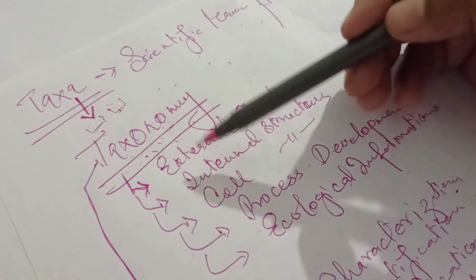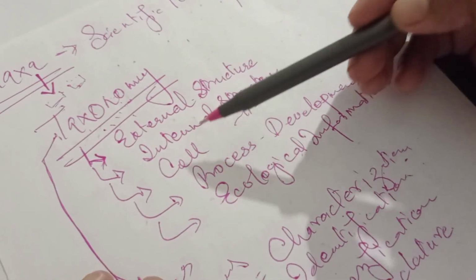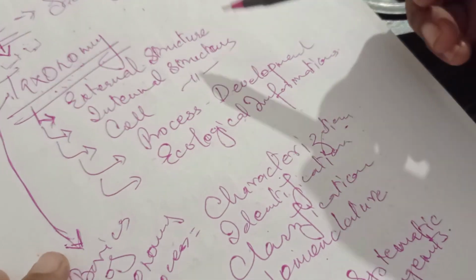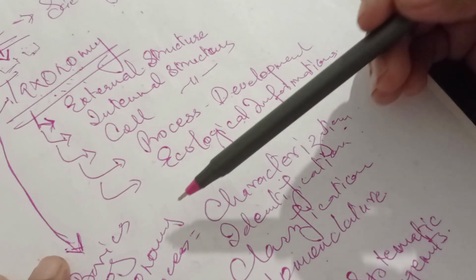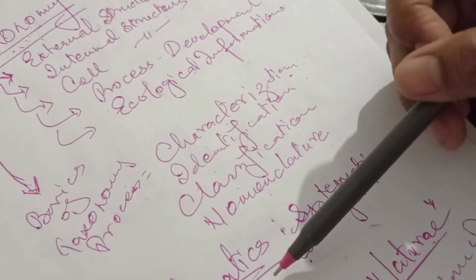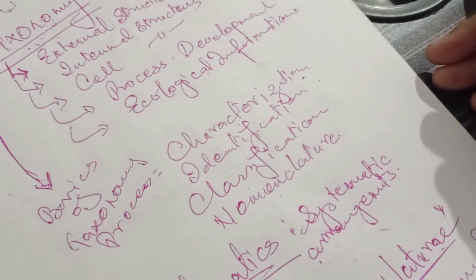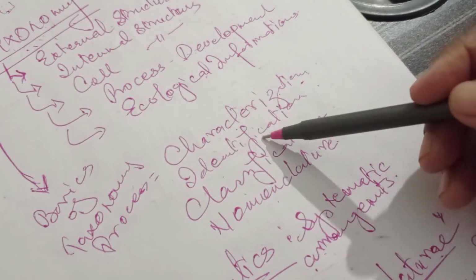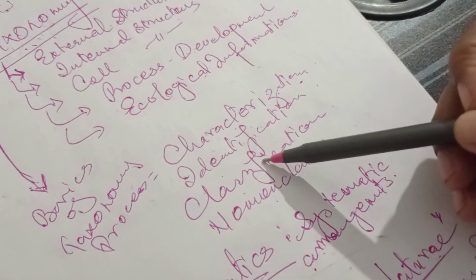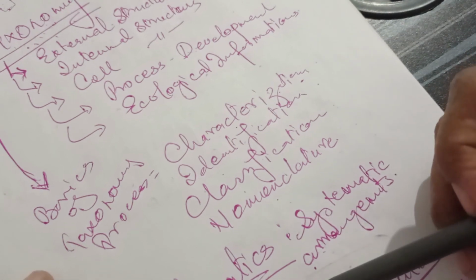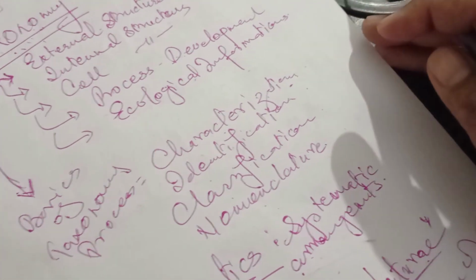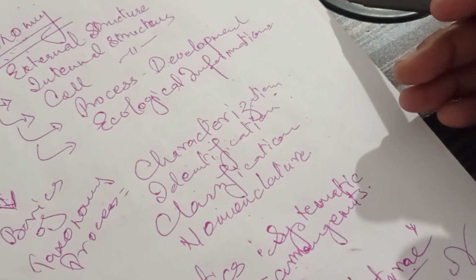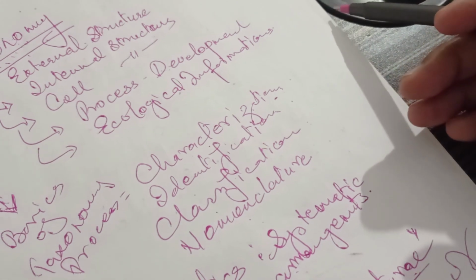And how is it done? On the basis of some characters, maybe external, internal, which are considered, cell structure, process of development, ecological information, all these. So the basics of the taxonomy process form the basics of systematics. Systematics means systematic arrangement, again on the basis of characters, identifying characters based on similarities and dissimilarities, classifying them and giving names to them. This is known as systematics. Carl Linnaeus is known as the father of nomenclature, as he has given binomial nomenclature, and he has written the book Systema Naturae, in which there are classifications of organisms.